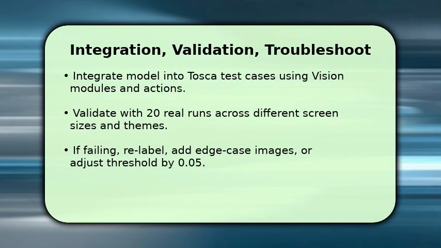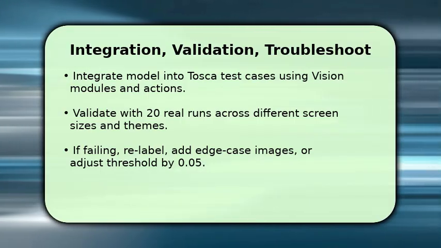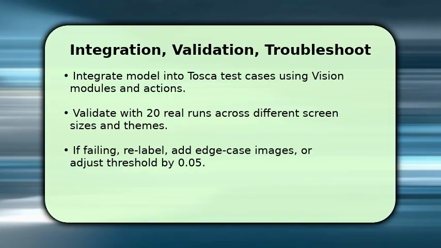You finish by inserting Vision AI actions into your Tosca test cases and referencing the trained model directly. Then execute 20 validation runs across target environments, different resolutions, color schemes, and scaling to ensure consistent detection. Make sure to log mismatches for targeted retraining.